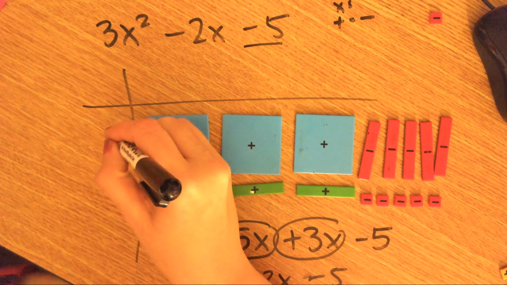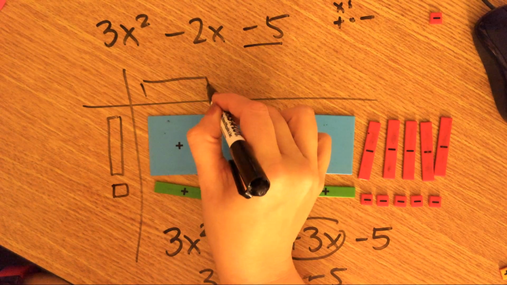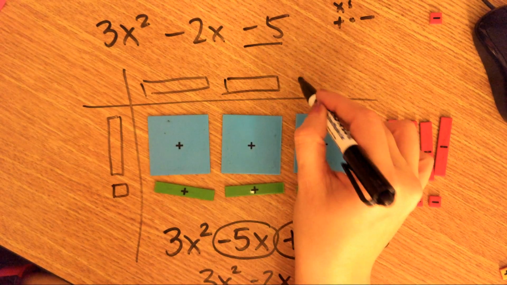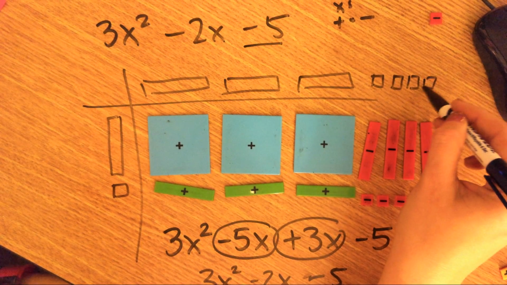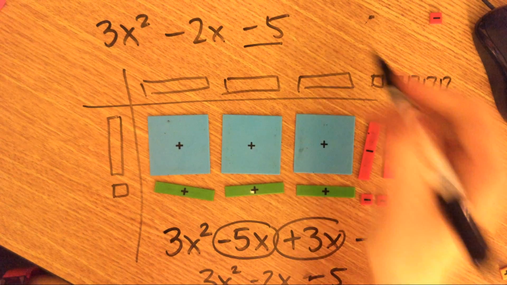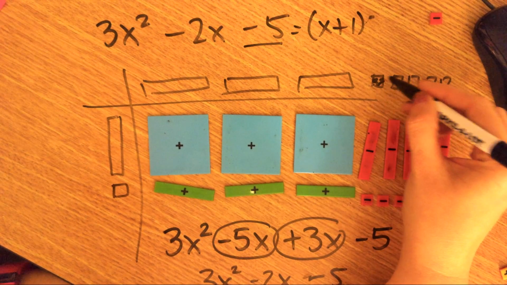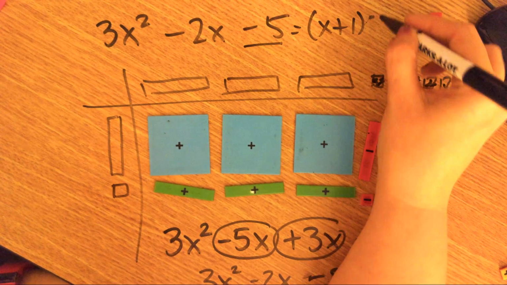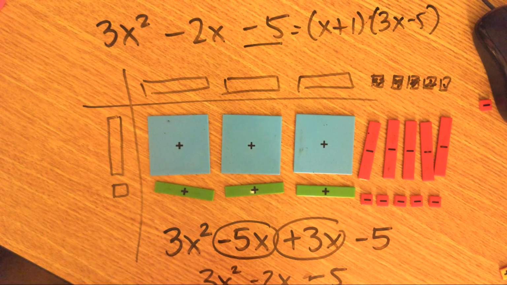Okay, so when I actually write down my answer, I'm going to have x plus 1, 3x minus 5. So that means this equals x plus 1, these are minuses, these are minuses, just color those in, and 3x minus 5. We will talk about this more tomorrow.